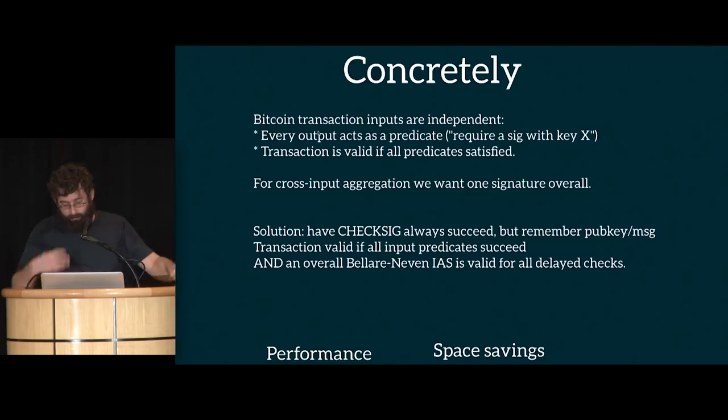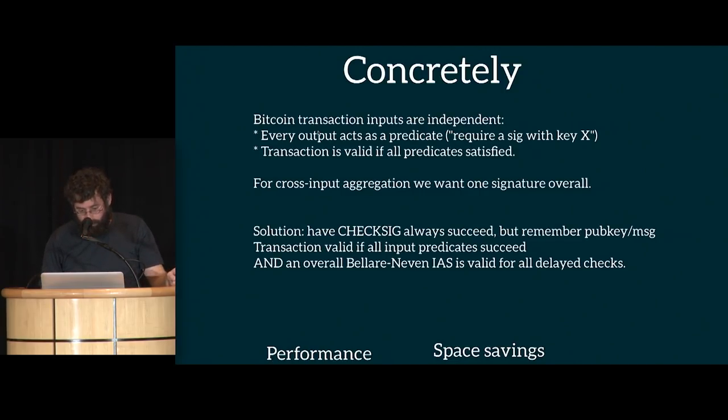The way to do it, or at least what I would propose, is to have the checksig operator and the related operators always succeed. So right now, they take a public key and a signature from the stack and validate whether they correspond. Instead, make it always succeed and don't provide a signature, just a public key, compute what message would have been signed, but remember it. So continue with the validation of all the inputs within a transaction. And now the transaction is valid if all the input predicates succeed still. But in addition, there is an overall Bellare-Neven interactive aggregate signature provided in the transaction that is valid for all the delayed checks. And this is a bit of a layer violation, but I believe one that is very much worth it because we get all these savings.